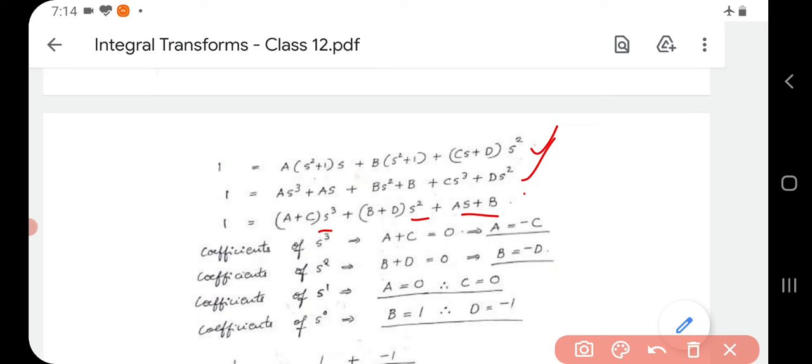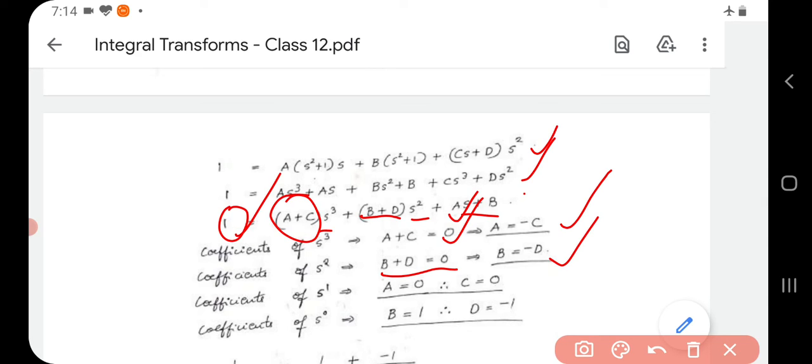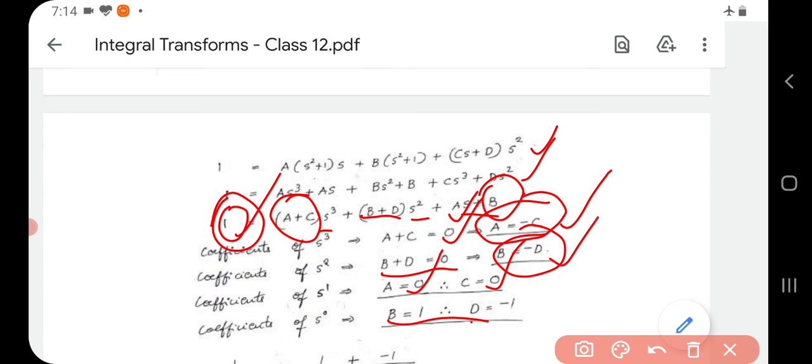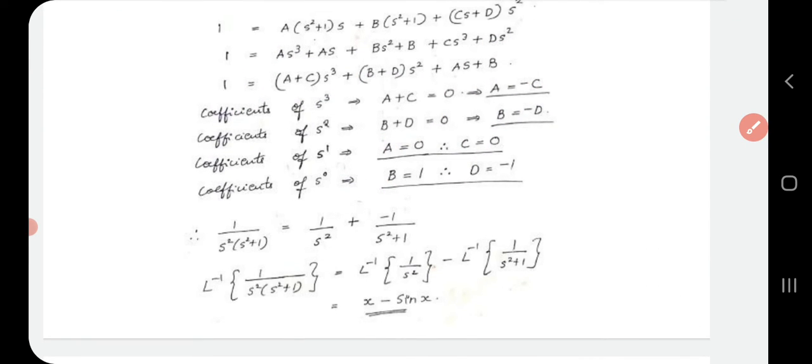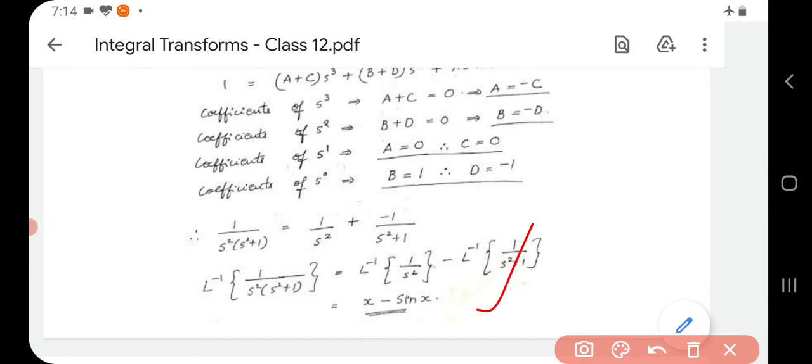Now equate the coefficient of s cube, a plus c equal to 0, so a equal to minus c. Now equate the coefficient of s square, b plus d equal to 0, so b equal to minus d. Coefficient of s raised to 1, that is a equal to 1. Coefficient of s raised to 1, that is a equal to 0, right? So a equal to 0, a is minus c. If a is 0, then c will be 0. Now equate the coefficient of s raised to 0, that is b equal to 1, b equal to minus d. So if b equal to 1, d will be minus 1. So that is how equating is done. And after that substitute the value of a, b, c and d, and you will get the result like this, x minus sin x. Here there are a few more steps that you can work out.